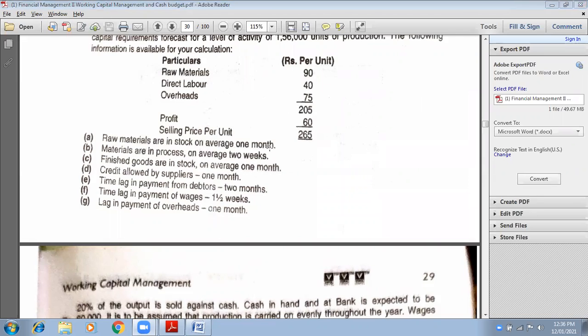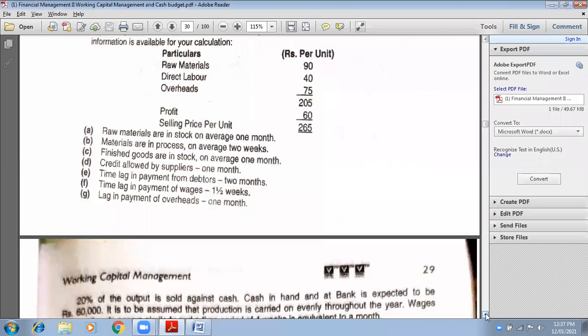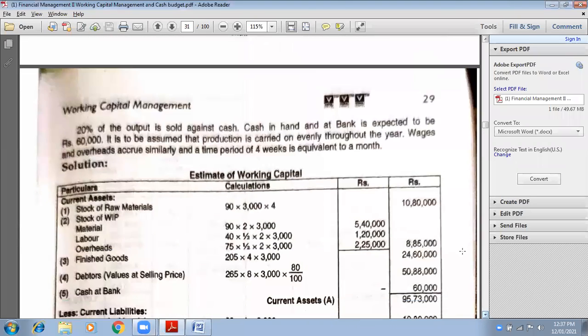24 lakh 60,000. Very good, Shivam. Preeti, very good. It is 24 lakhs. Repeat again. 24 lakh 60,000. You can check it from here. See, 24 lakh 60,000. Is it right? Yes, ma'am.